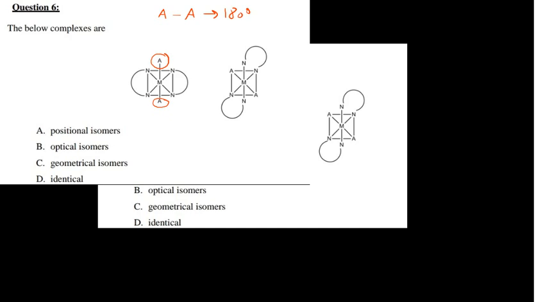Now in compound B you will see this is A and this is A again. In compound B also, both A and A are at a 180-degree angle. Similarly, if you check this part, if you consider this as a ring, then this ring and this ring are also at a 180-degree angle. That means they are identical compounds.